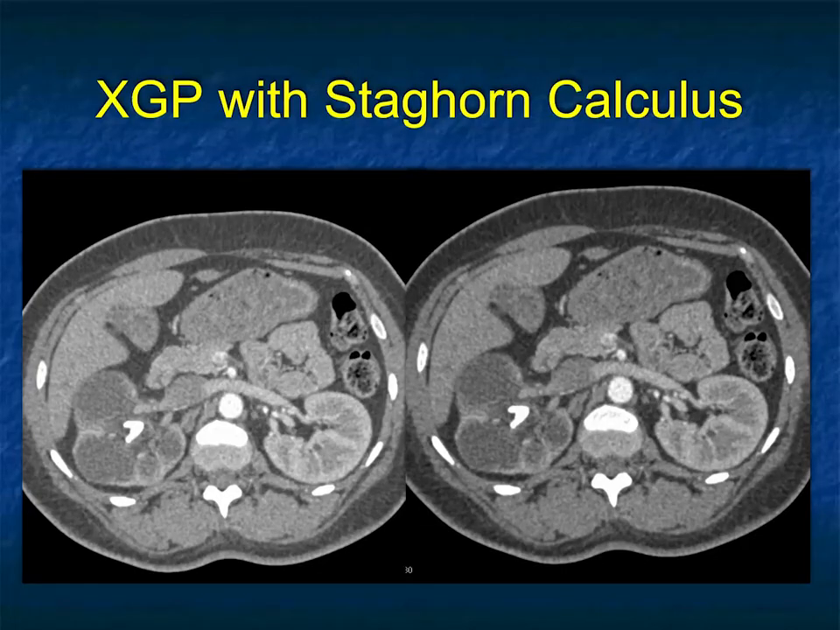Now, as we look at infection, there are things that are unusual. One is xanthogranulomatous pyelonephritis. So let's stop here and let's come back and pick it up with XGP. See you in a few minutes.